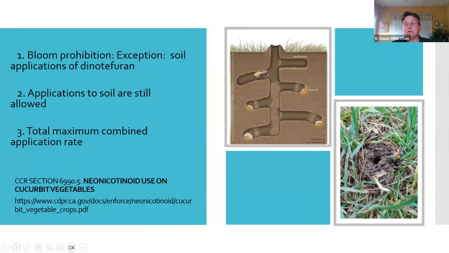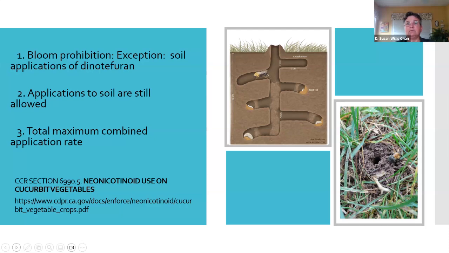Now, I have reasons to like and dislike those new regulations. First of all, I'm thrilled that there is a bloom prohibition. This means that you can't apply neonicotinoids when these crops are in bloom. That's great. I don't think you should be able to apply any pesticide when crops are in bloom, but that's my opinion. But there is an exception which worries me, and the exception is that you can apply soil applications of dinotefuran during bloom. And as you know, that's precisely when squash bees are active on these crops. We don't have any data that tells us that dinotefuran is actually safe for this bee when it's applied to soil.